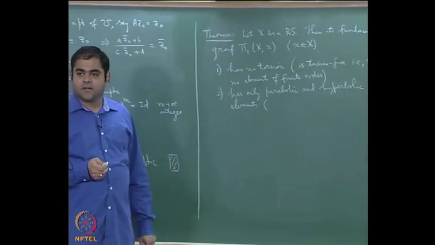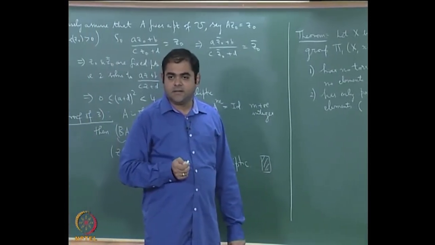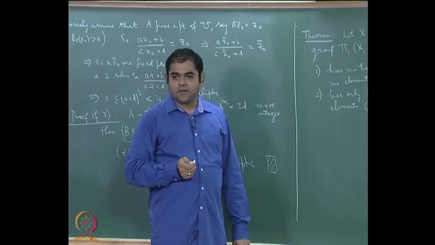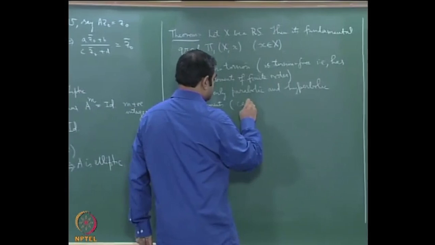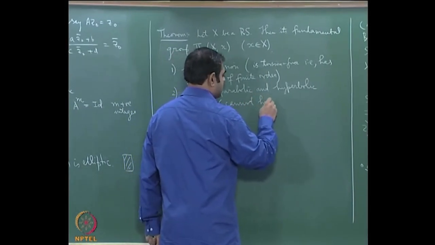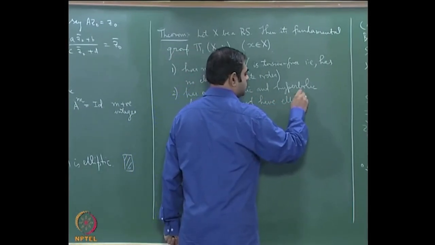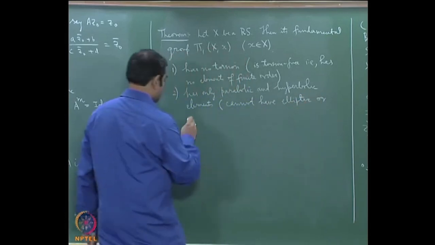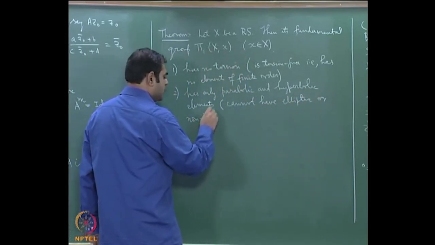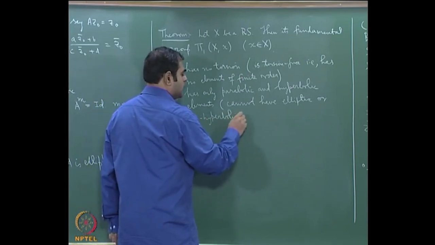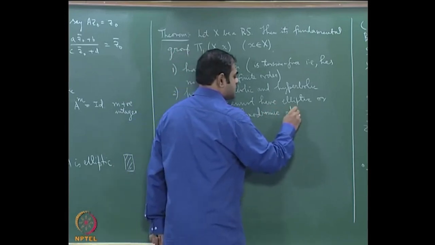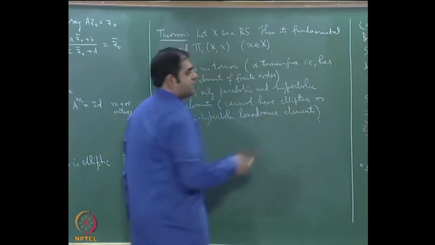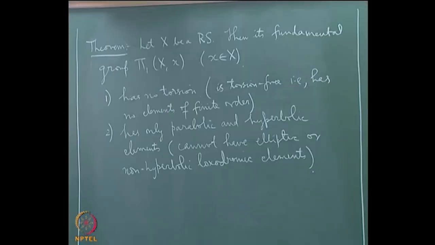In other words, it cannot have elliptic elements, it cannot have non-hyperbolic loxodromic elements. Okay, so you are able to get this information about the elements in the fundamental group of the Riemann surface.